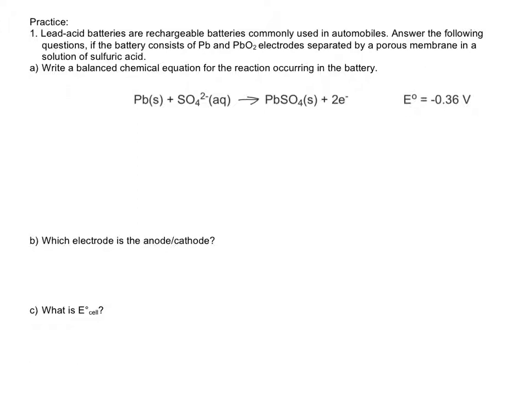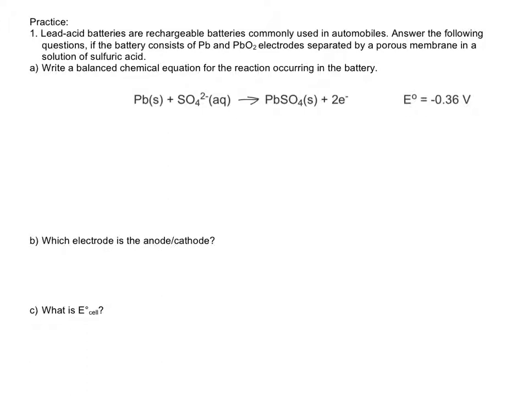Okay, it's important to note that I switched this reaction the other way. They're all written as reduction reactions, but in this case, lead solid is actually being oxidized, and so I have to write the reaction the other direction. We still take the E as the same value. So our E for that reaction is negative 0.36.